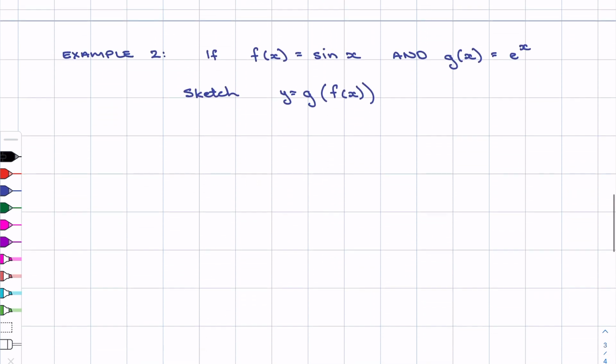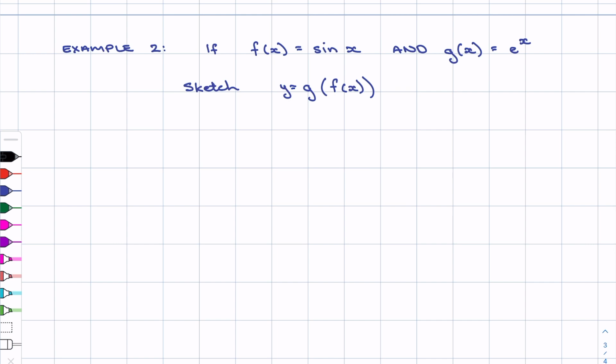Okay, moving to the next sketch. So if f(x) equals sine x and g(x) equals e to the x, sketch y equals g(f(x)). So what I'm going to say here is I'm going to write my single function. And with my single function, I'm going to write that as y equals e to the power of sine x. Okay, very important. And I'm going to have a look at my domain. So the domain that's going to be produced from this.